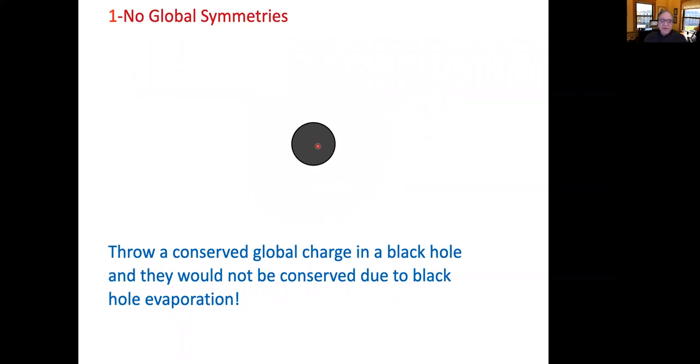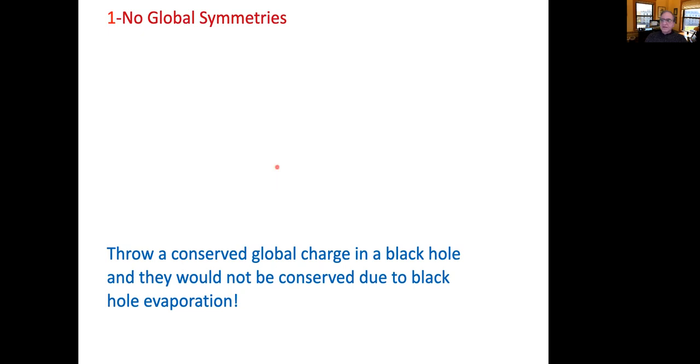But as it's evaporating, since there is no electric field outside, there's no particular asymmetry between Q and minus Q for the emission. You get an equal amount of Q and minus Q particles coming out, and therefore you get neutral emission. And so when you evaporate completely, you end up with no charge at all. And so you have violated the charge. The charge that you threw in disappeared through this process of black hole evaporation. So this just gives you an example of why you cannot have a global symmetry in a consistent theory of quantum gravity once you take into account the existence of black holes in this theory.